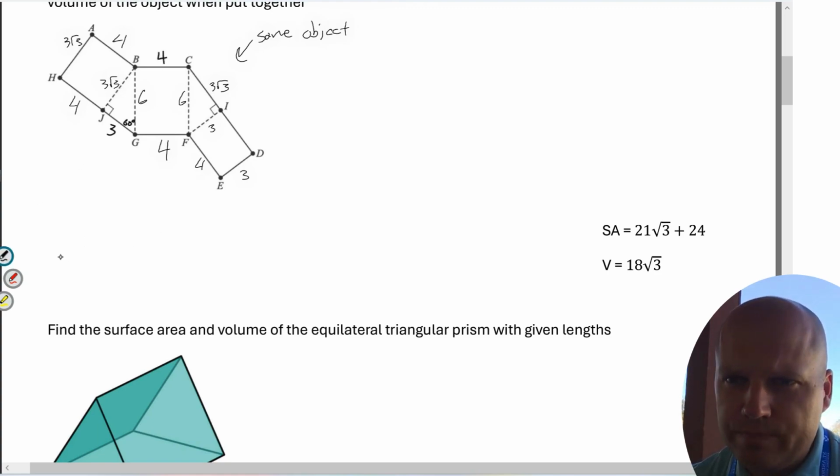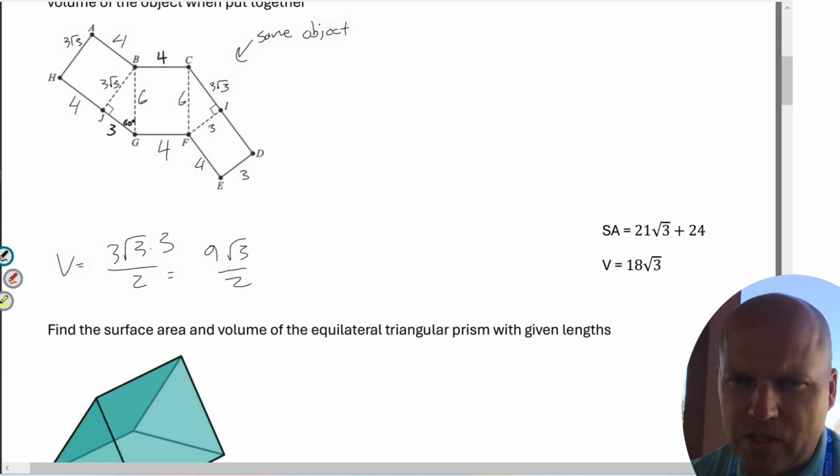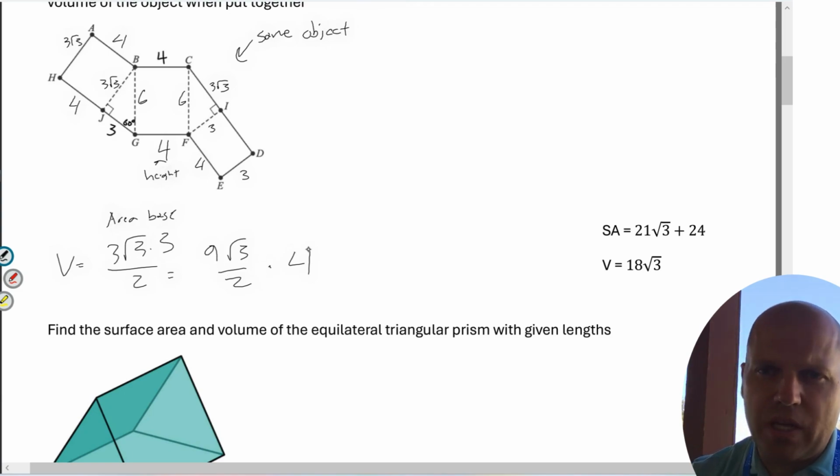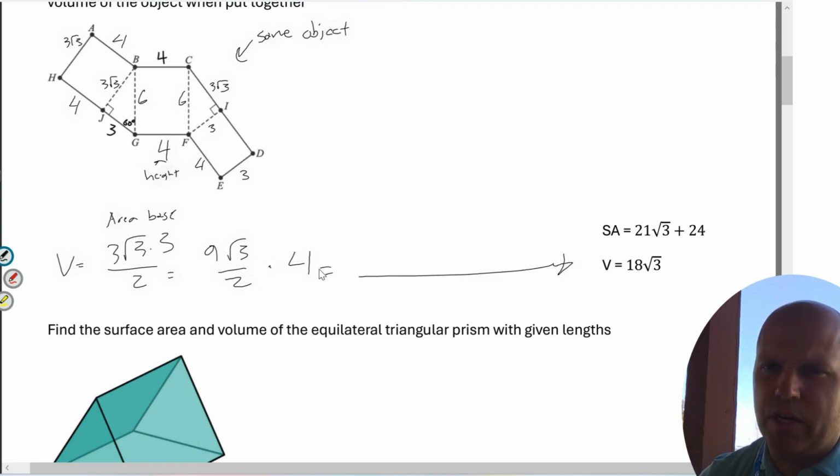So volume is the area of the base, which is 3 root 3 times 3 divided by 2, that 9 root 3 divided by 2. This is the area of the base. And then my height is this 4. So this will be 2 times 9 root 3, which is how we get the 18 root 3.